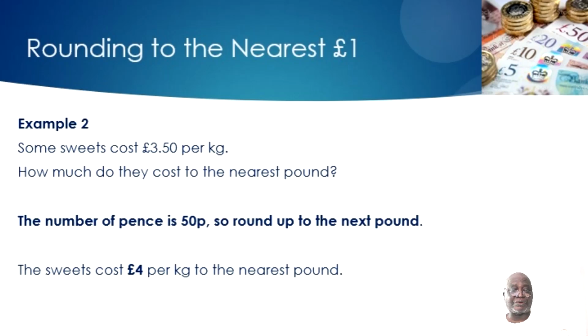The example says, some sweets cost £3.50 per kilogram. How much do they cost to the nearest pound? The p is 50p. So what do you do? Do you round up or round down? Yes, you round up because it's 50p. So the £3 becomes £4. And that will be the estimated cost of the sweets per kilogram.